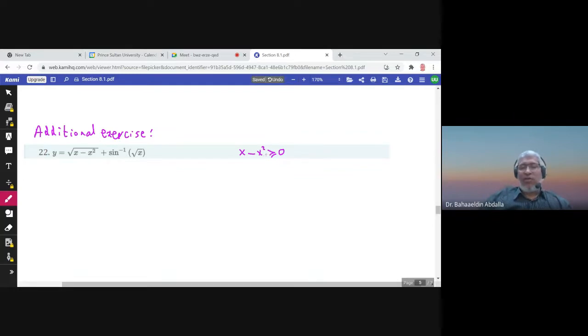And to solve this inequality, I have to find the zeros. So if you factor, then the zeros are 0 and 1. And now if you check these three regions, which one of them will give you a positive sign? So if you put x equals 2, 2 minus 1, 2, this is positive.